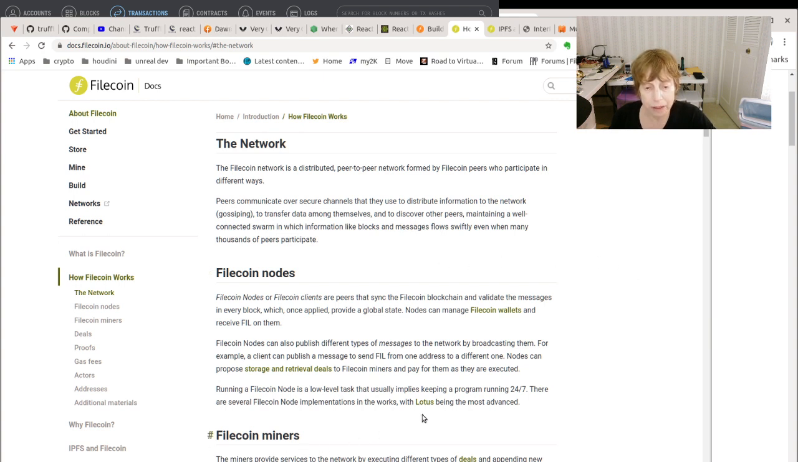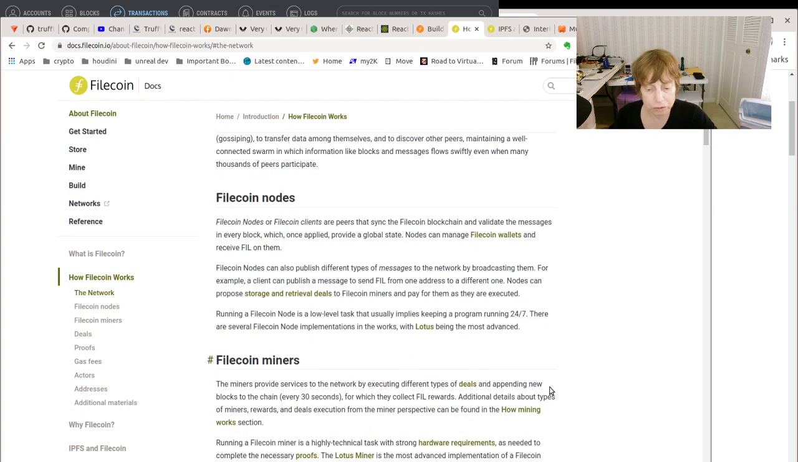Now what makes Filecoin unique is they propose storage and retrieve deals for the miners. So the way this works is you want to store X amount of data. You give them Fil, they store your data. And the program generally needs to run, as they say here, 24/7, like any real node that you're running.